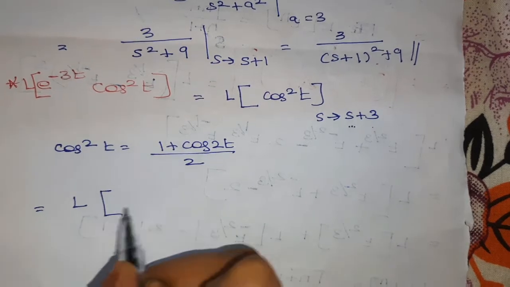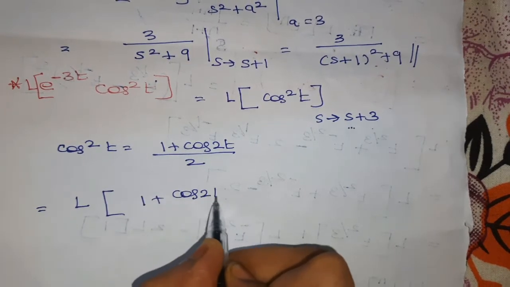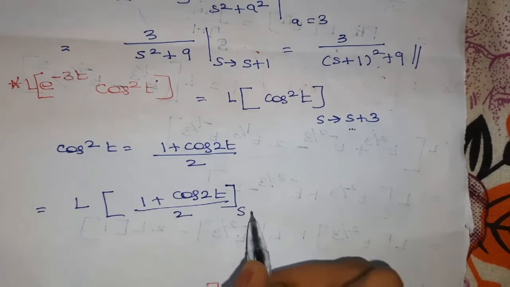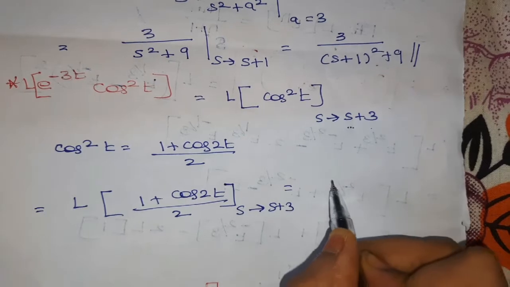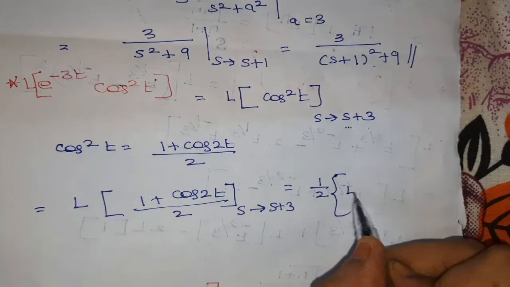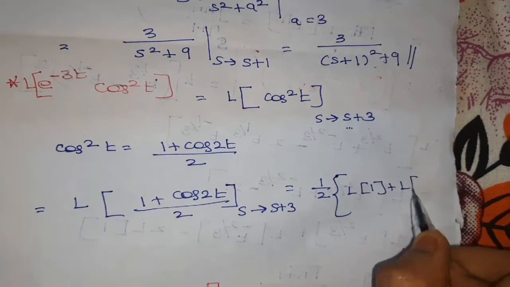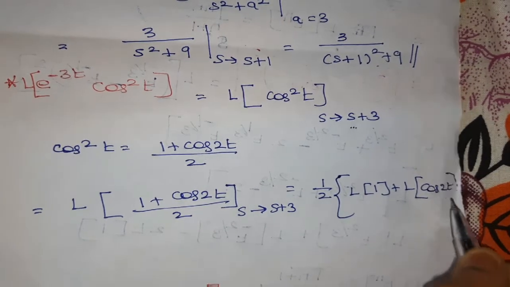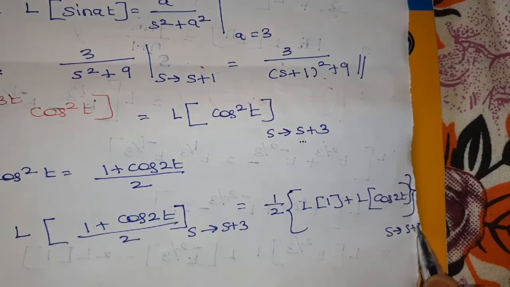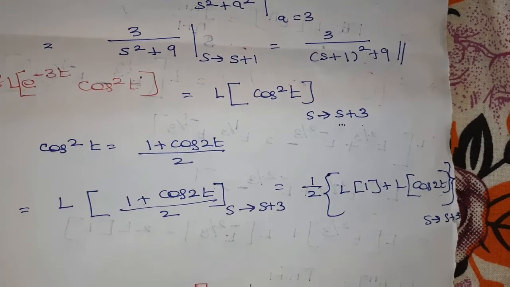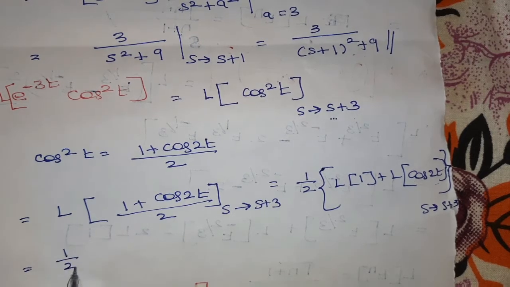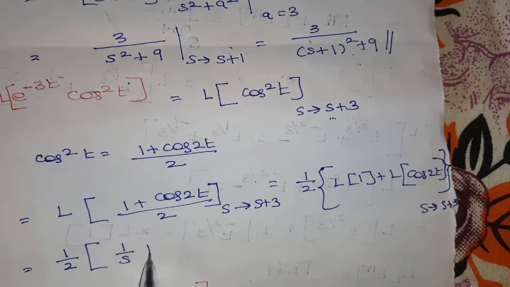Laplace transform of 1 plus cos 2t divided by 2 at s is equal to s plus 3. Here take 1 by 2 outside. Laplace transform of 1 plus Laplace transform of cos 2t at s is equal to s plus 3. Laplace transform of 1, what will we get? 1 by s, plus cos 2t.